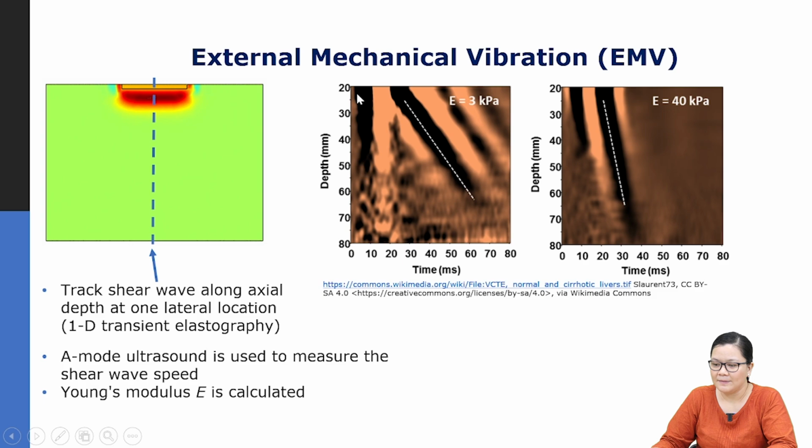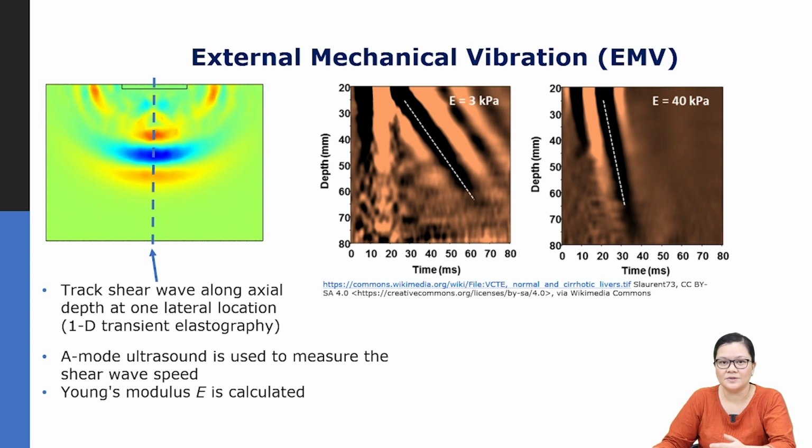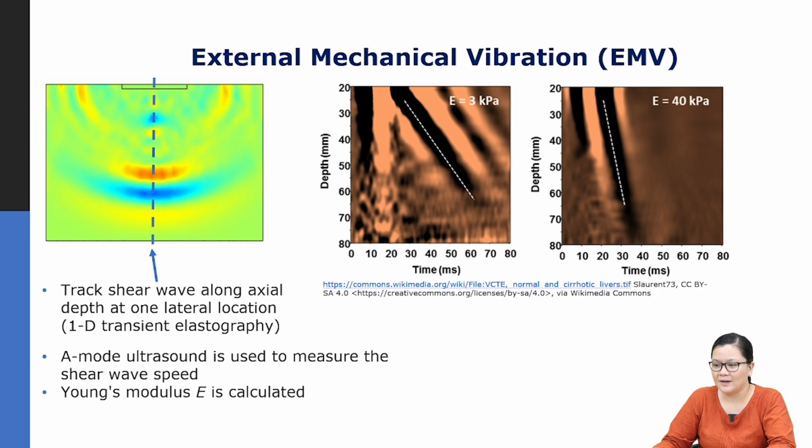You're sending the signal firing as the external mechanical vibration is operating. Then you can see that the shear wave is traveling along the depth as a function of time. So typically a shear wavefront looks like this. And the way you would calculate the shear wave speed is just by taking the inverse slope of this wavefront right here. There are several algorithms that you can use to do that. And then that can help you compute the shear wave speed. And if you assume an isotropic, linear elastic, incompressible medium, then you can calculate the Young's modulus.